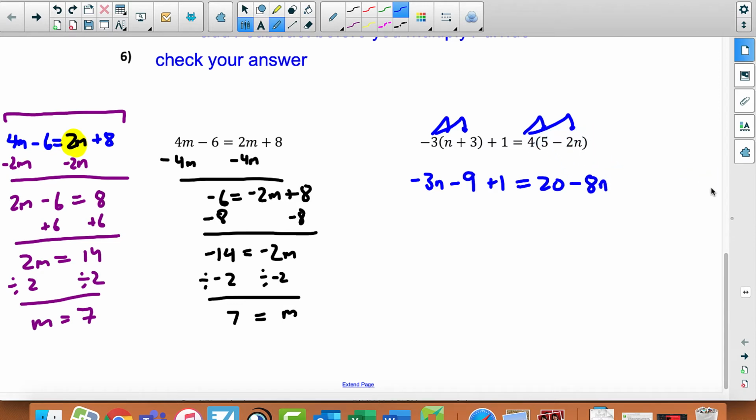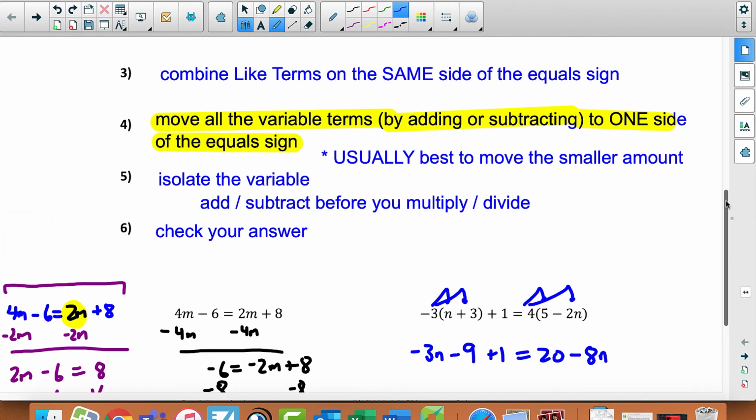Okay, next step is to, and I really recommend you do it in this order, combine the like terms on the same side.